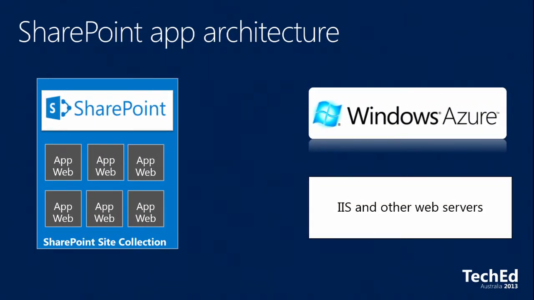So what does the SharePoint app architecture look like? I've got my SharePoint over here on the left of this slide, and you'll see in here I've got a number of things called app webs. Basically, at its core, a SharePoint app, particularly with the SharePoint-hosted option, is nothing more than a subsite. It's an SPWeb object if you're familiar with the API.